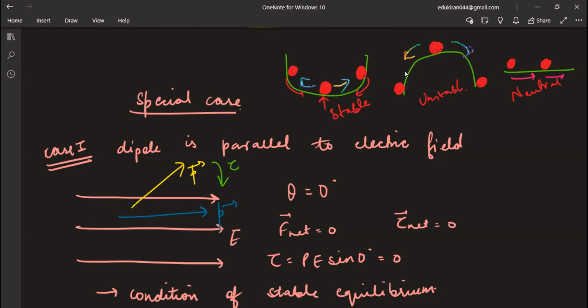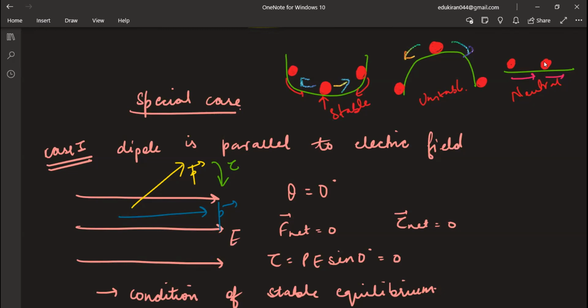But if I invert the bowl and keep the ball still on top, now if I move it, what will happen? The ball will move away straight away. It won't come back. The ball is still in equilibrium, but since it is not reaching its original position back, we say this is unstable equilibrium. And if at every point neutrality is maintained and equilibrium is achieved, we say this is a neutral equilibrium.